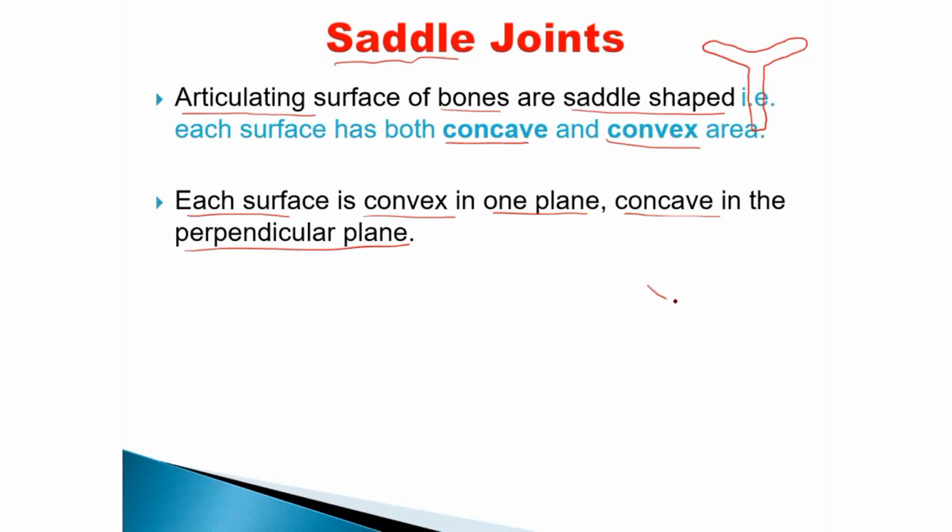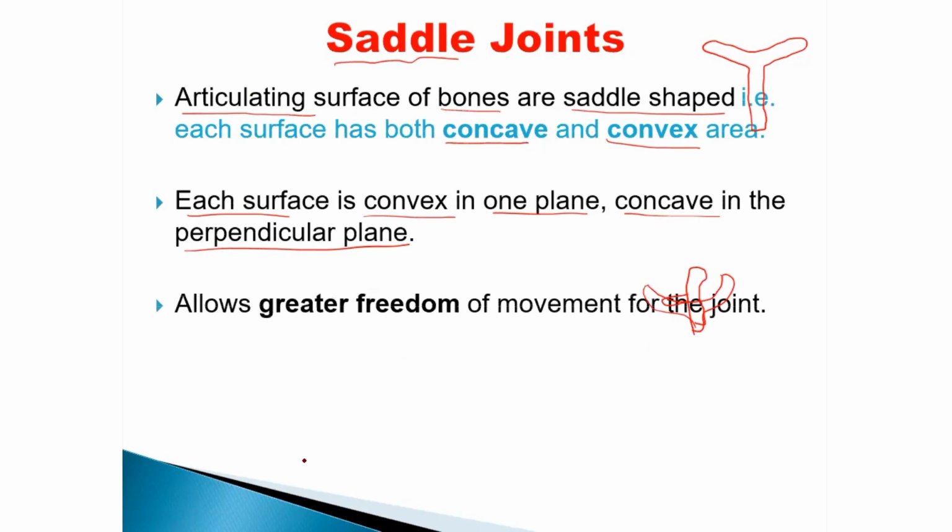Means what? If I draw this like this, the other bone will not be placed like this. It will be something like this. So it is at 90 degree to each other. It allows greater freedom of movement. Like for example, your thumb.